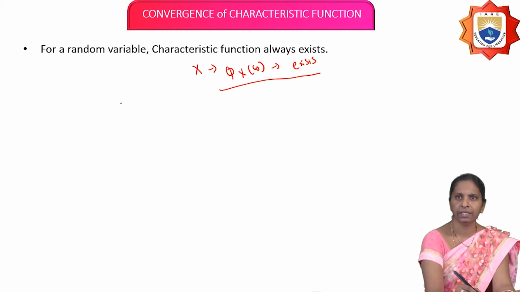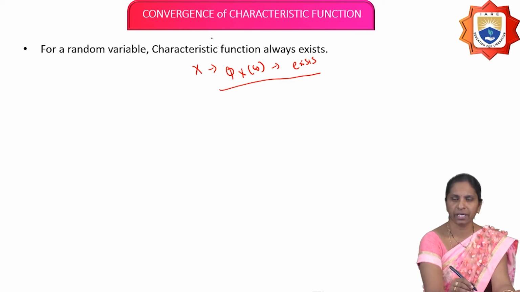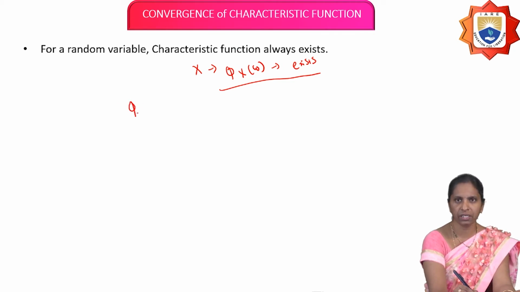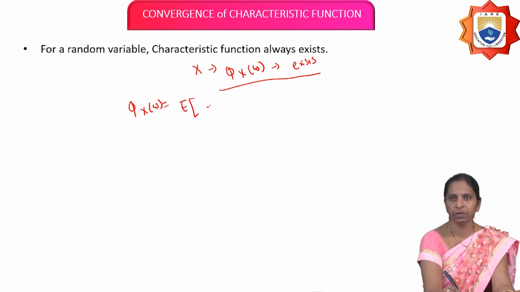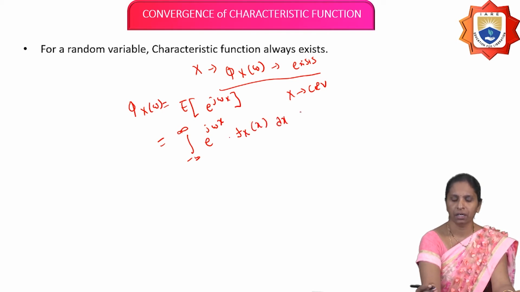Now, let us prove this convergence of the characteristic function. What is the characteristic function phi x of omega? It is the expectation of e power j omega x. If x is a continuous random variable, then how can I write down the expectation of any function? It is the integration from minus infinity to infinity of that function, which is e power j omega x into the density function. What is the density function of the random variable x? f x of x dx.